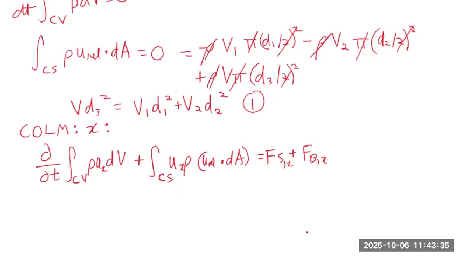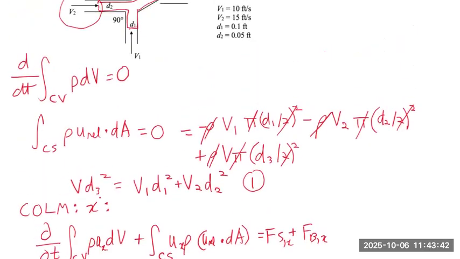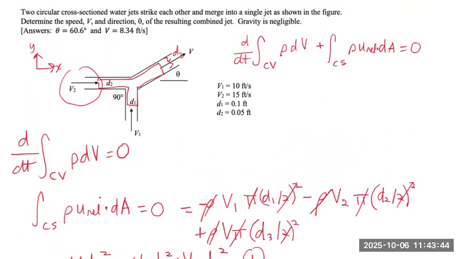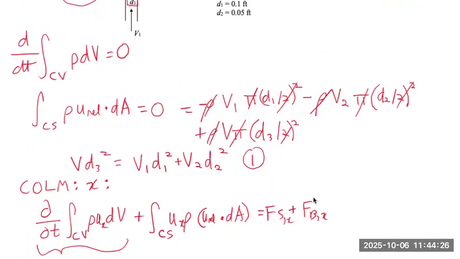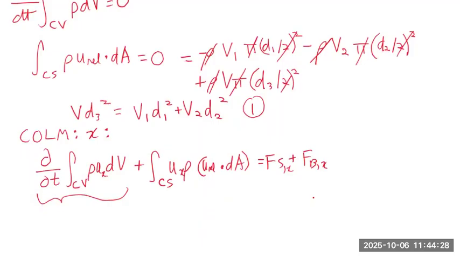So d/dt of the integral of rho times ux dV is actually equal to 0. And it is equal to zero because no mass is accumulating, it is in steady flow. So it's equal to zero because of steady flow.